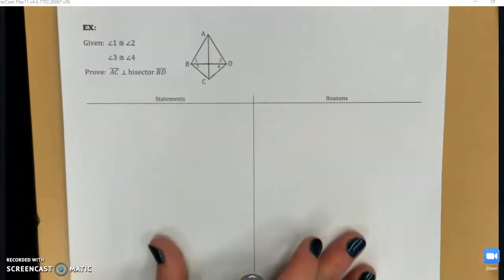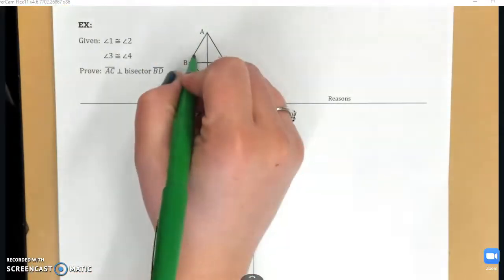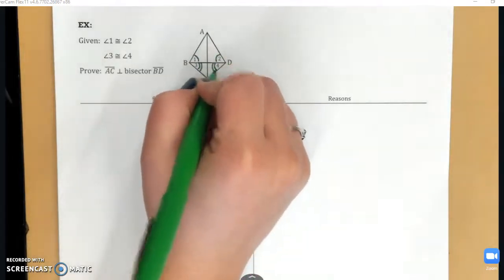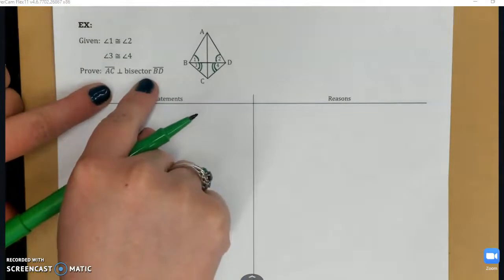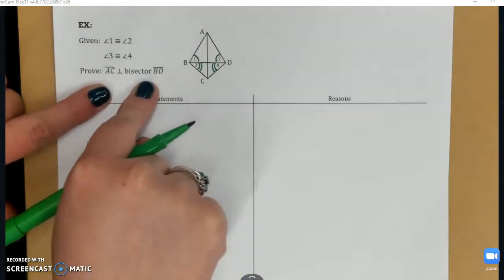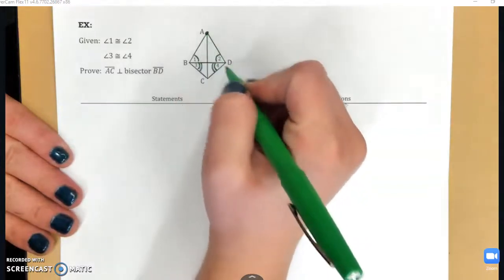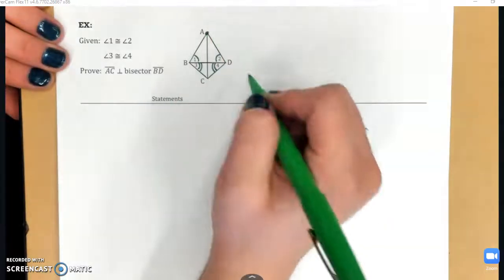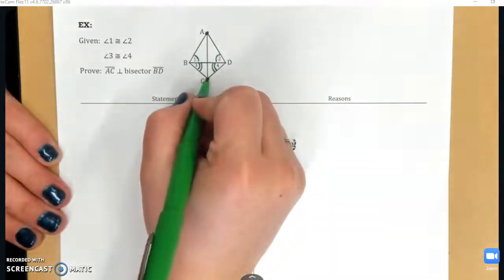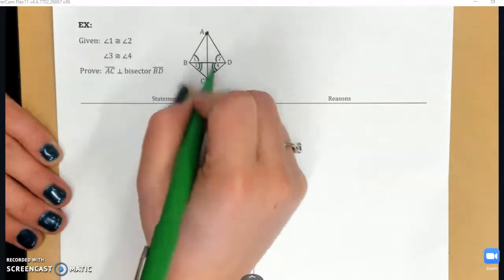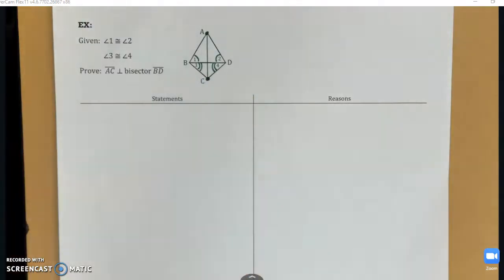So starting on example 1 here, we're told angle 1 is congruent to angle 2, and angle 3 is congruent to angle 4. So I want to show that AC is the perpendicular bisector of BD. And in order for that to be the case, A needs to be equidistant from B and D, meaning AB needs to be congruent to AD, and C needs to be equidistant to B and D, meaning CB is congruent to CD. So how can I show that with the information I was given?